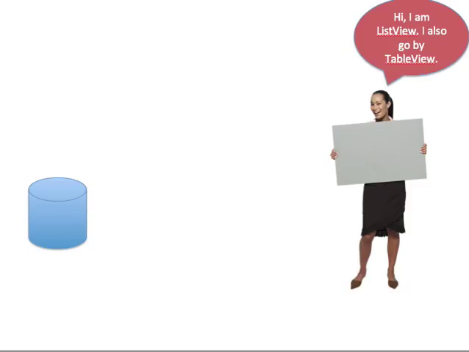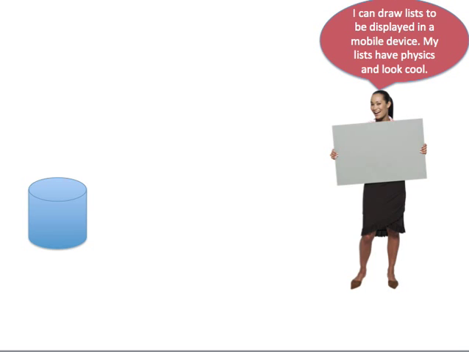So basically, you have list view or table view, we'll call her view for short. This character, this object, right? She can actually draw lists to be displayed in a mobile device, and her lists have physics in them, so if you swipe them they bounce, or if you swipe them really hard then they slow down as they get to the bottom. They have momentum and all that stuff. She actually knows how to draw them so that they look cool and agree with the platform that you're working in.